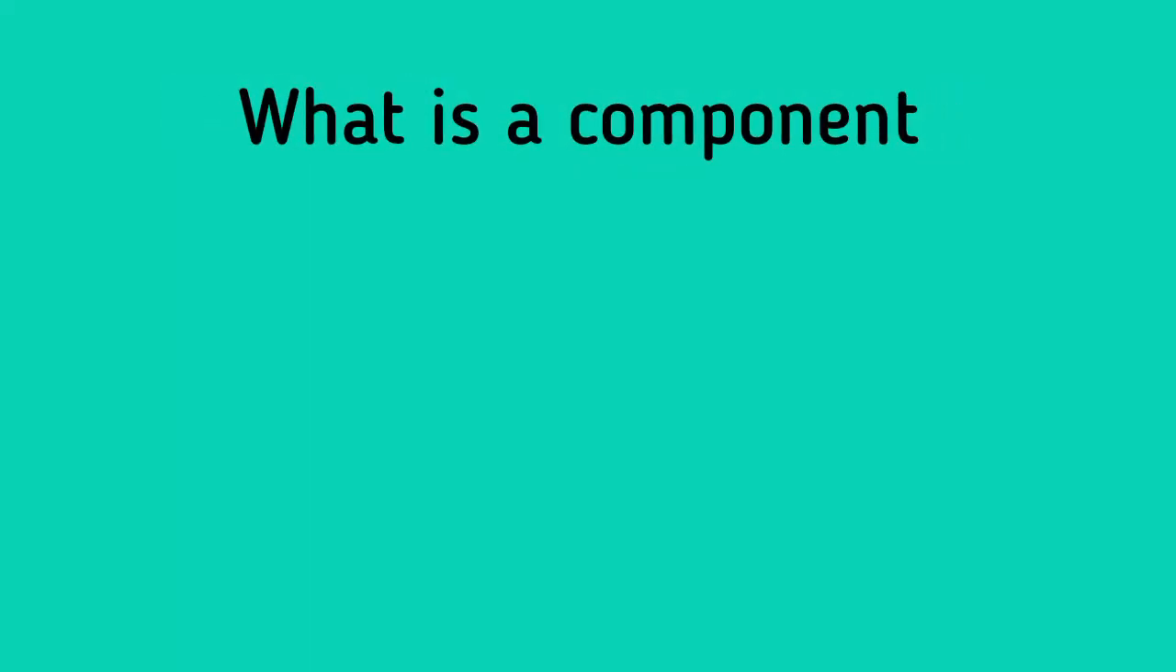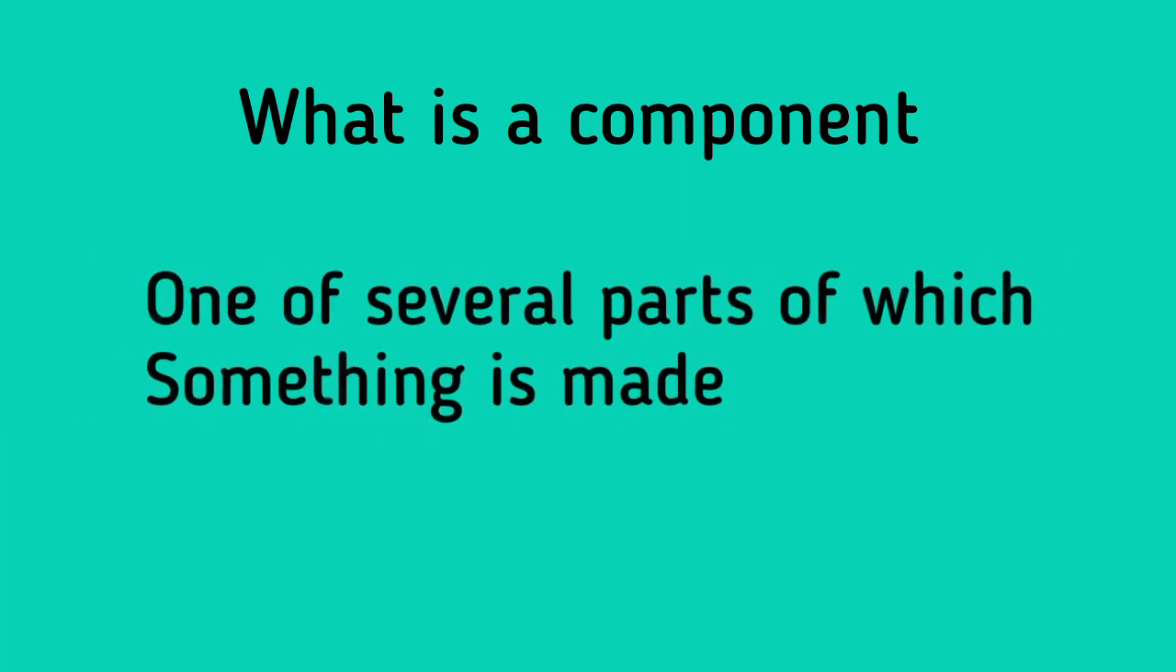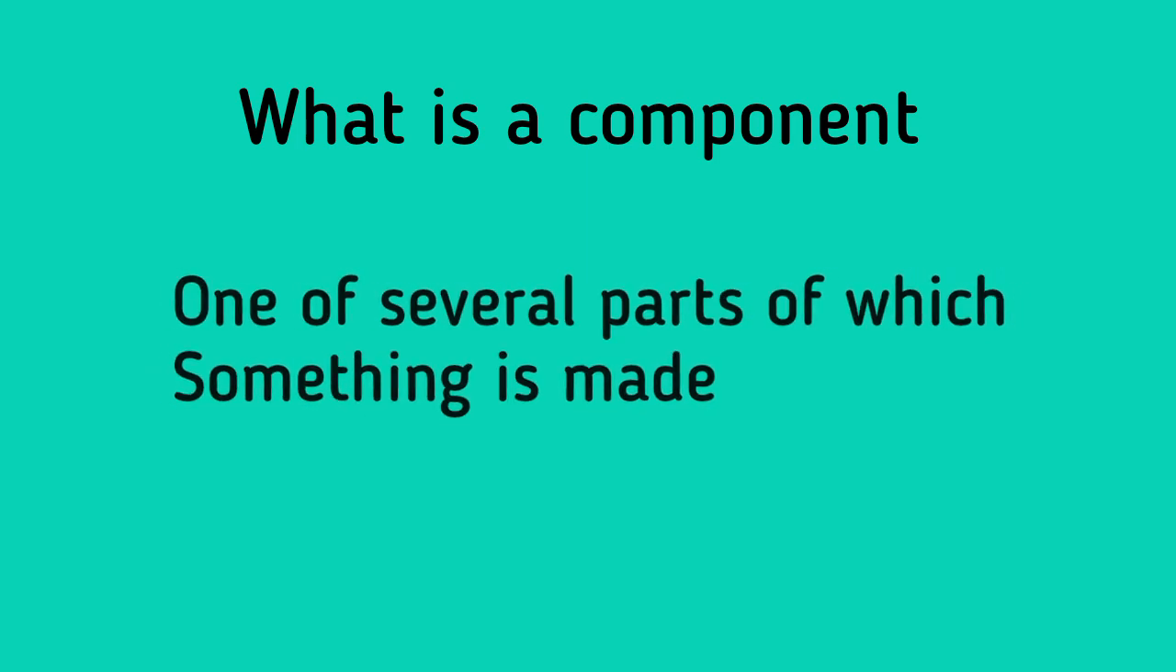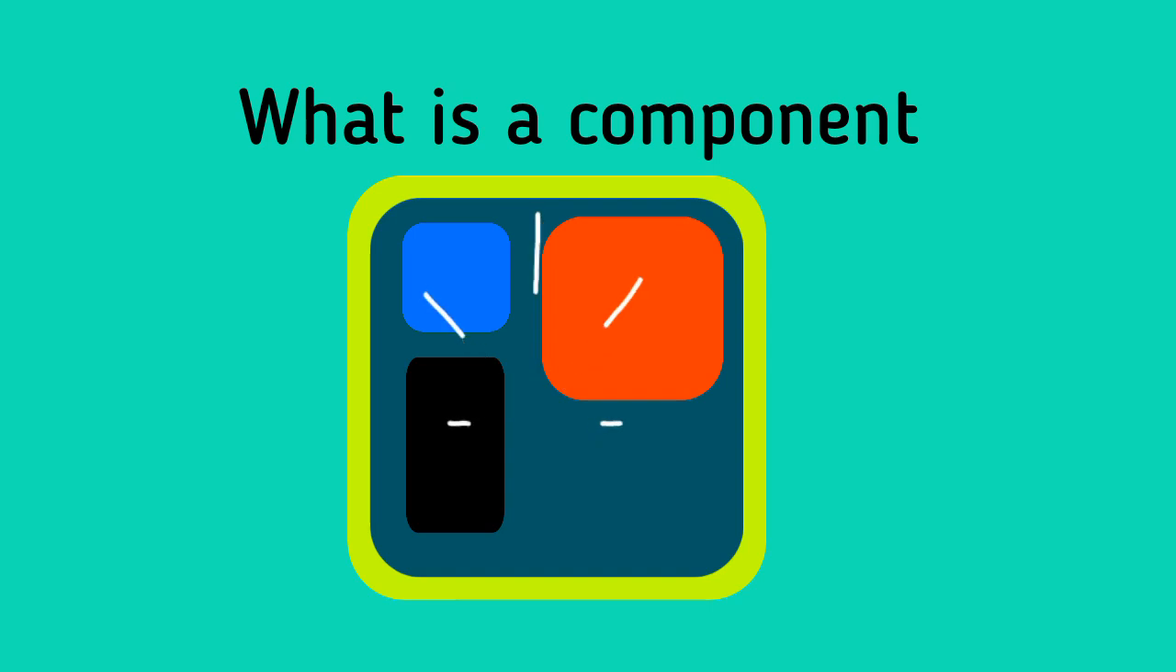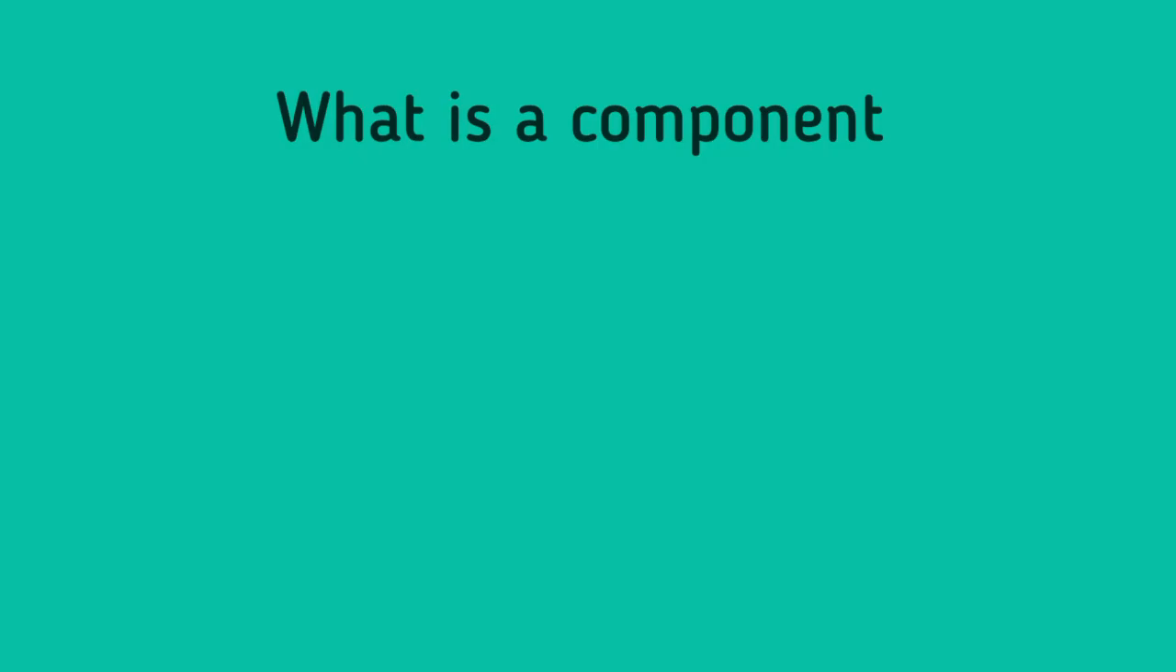What is a component? A component is one of several parts of which something is made. A component can be represented like this. It's one component with other components inside. Let's see this in action.